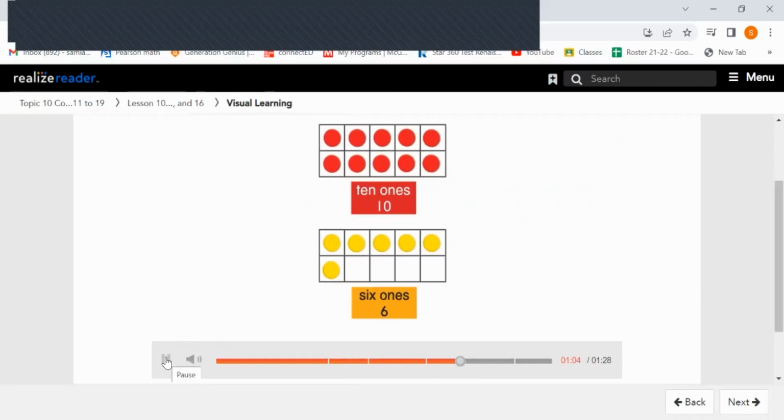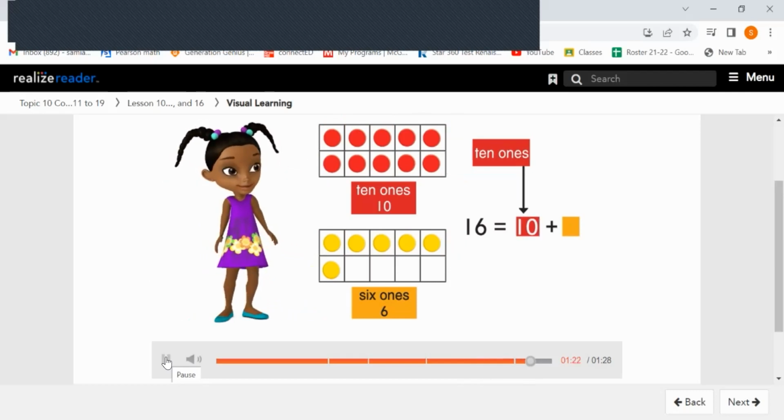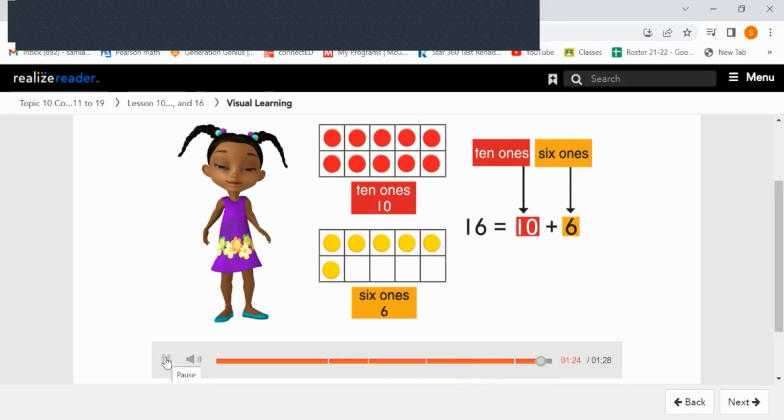How is this drawing like the bus picture? The drawing shows 10 in the top 10 frame and 6 in the bottom 10 frame. How can 16 be written in 2 parts? 16 can be written as 10 ones and 6 ones. Now you know how to find parts of 16.